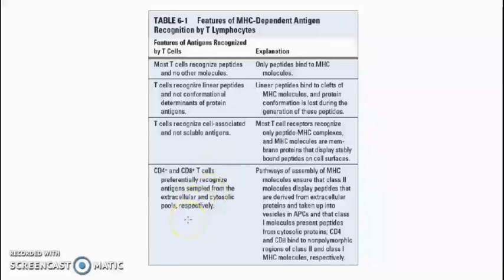CD4 and CD8 T cells preferentially recognize antigens sampled from the extracellular and cytosolic pools respectively. Pathways of assembly of MHC molecules ensure that class II molecules display peptides that are derived from extracellular proteins taken up into vesicles in antigen-presenting cells, and that class I molecules present peptides from cytosolic proteins. CD4 and CD8 bind to non-polymorphic regions of class II and class I MHC molecules respectively.